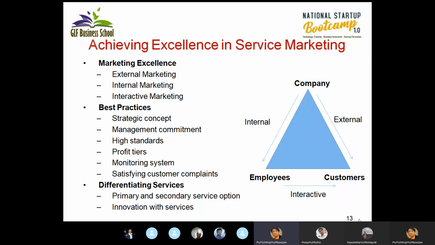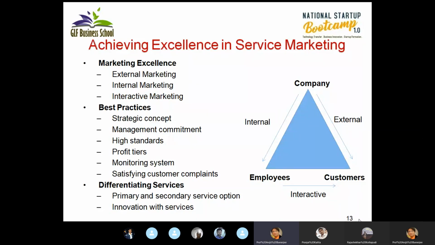Finally, customers who view a service as fairly homogeneous care less about the provider than about the price. Marketing excellence requires service marketers to continually differentiate their brands so they are not seen as a commodity. The important aspects of this differentiation are primary and secondary service options and innovation with services.